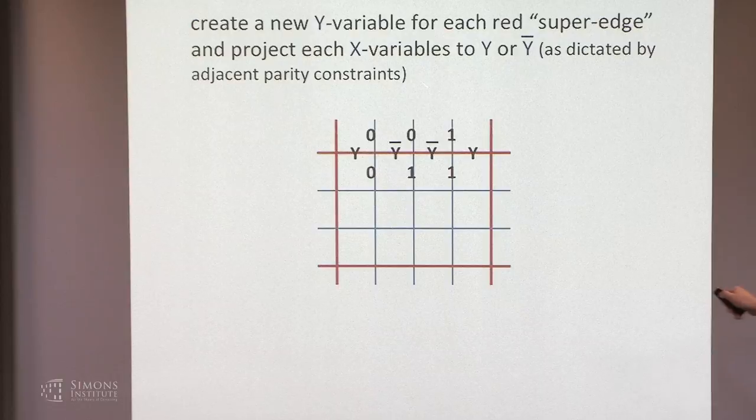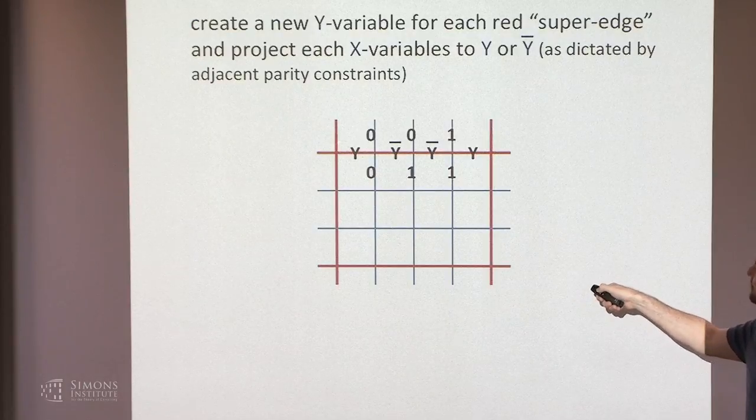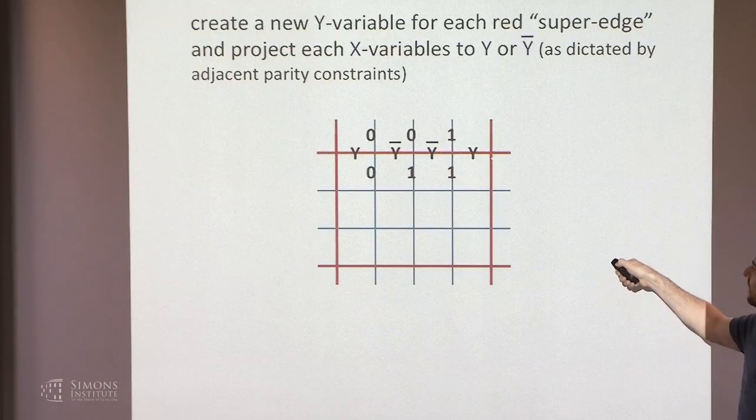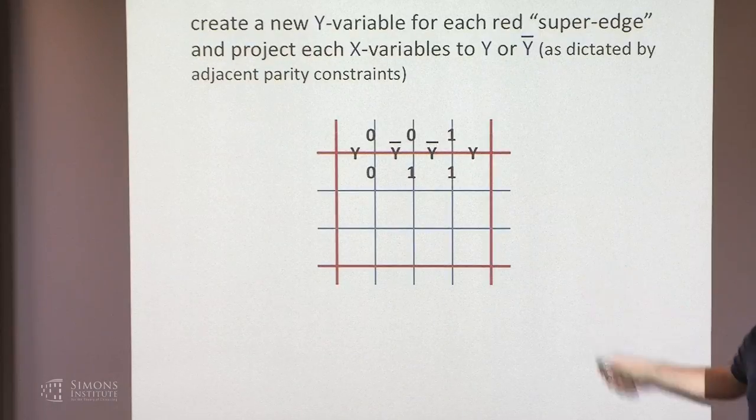And then along these, what I'll call super edges, these red super edges here, we're going to introduce a new variable. And you'll note that the incoming constraints on either side are such that, in order for this variable to be satisfied, if this one is y, then this has to be the negation of y, and so on. So we get a projection of these 4 variables onto either y or not y.